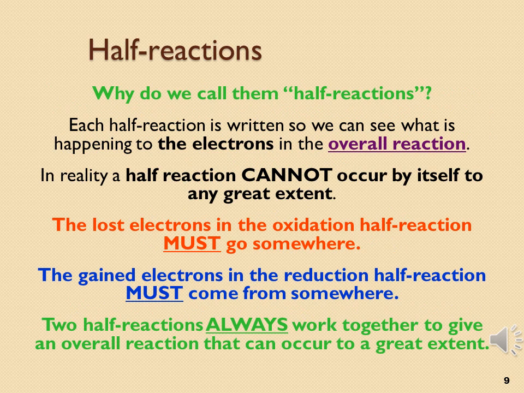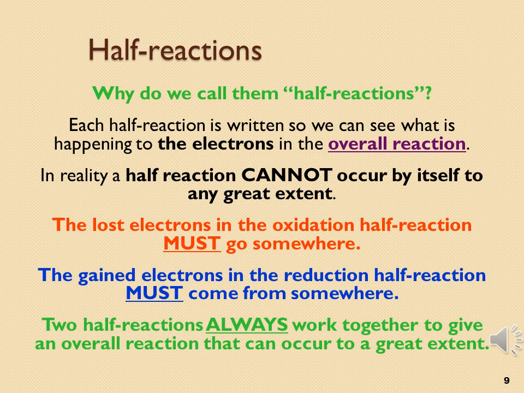Why do we call them half reactions? Each half reaction is written so we can see what is happening to the electrons in the overall reaction. In reality, a half reaction cannot occur by itself to any great extent. The lost electron in the oxidation half reaction must go somewhere. The gained electron in the reduction half reaction must come from somewhere also.